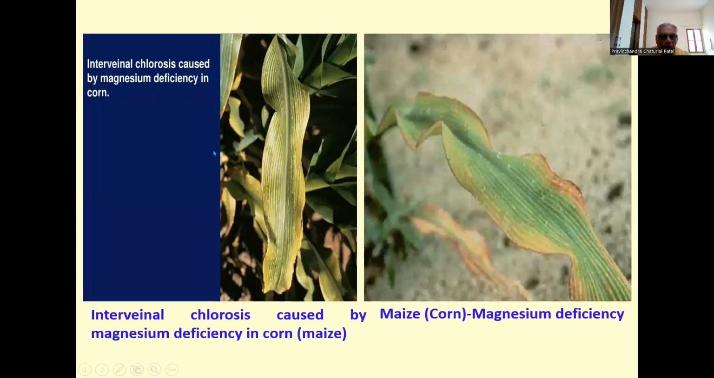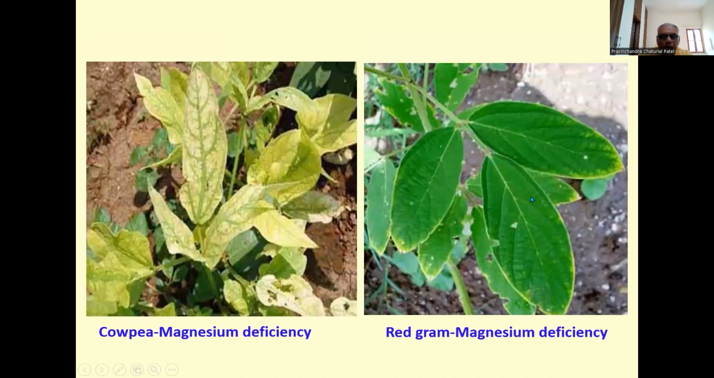Earlier I talked about interveinal chlorosis caused by magnesium deficiency in corn or maize. So you can see here the veins remain green and the other portion becomes chlorotic. So it is a maize corn crop. Interveinal chlorosis caused by magnesium deficiency in corn, maize. You can see it clearly here.